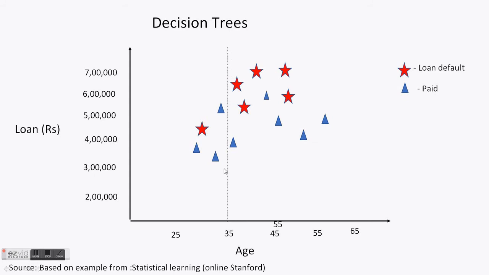create a boundary like this. So we can see most of the loan defaulters on the right hand side, so we'll create a boundary like this, and most of these people on this side of less than 35 have paid, and then it'll create another boundary like this. So you can see that at the age of 35 and above, when you take a loan of greater than 5 lakhs, then there is a typical loan default. Or you can say, in other words, people who are less than 35 years old and who have taken less than 5 lakhs have not defaulted and have generally paid.